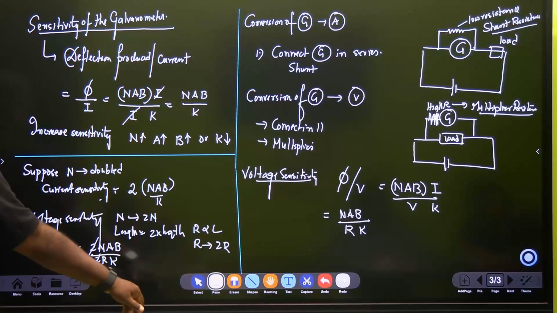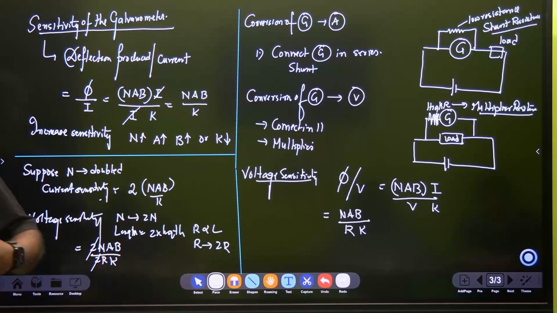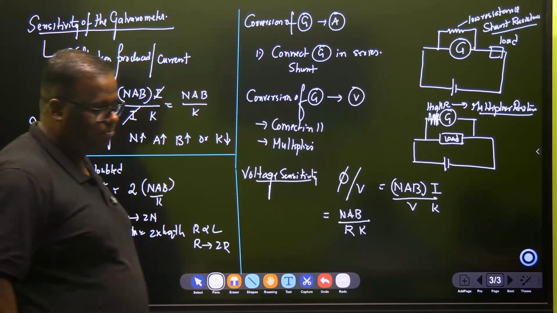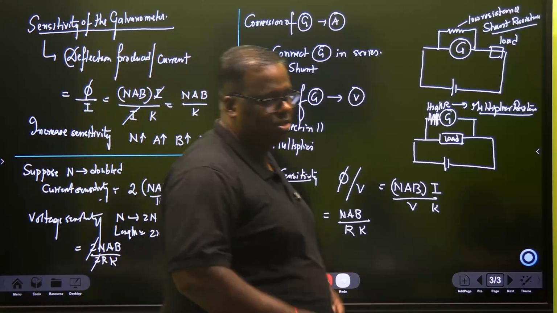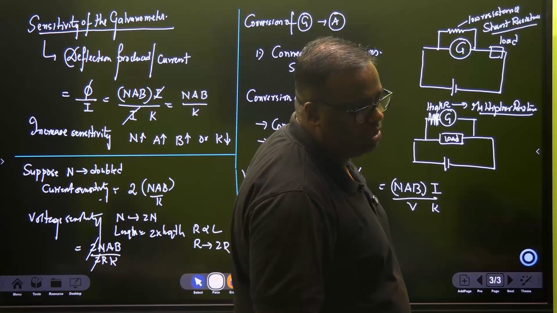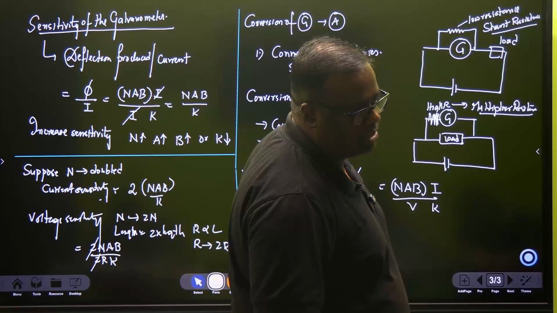You've understood this interesting part. If you increase N 2 times, the current sensitivity increases. But if you increase N, the length of the coil also increases, and resistance is directly proportional to length. So if your length becomes 2L, your R also becomes 2R. And that brings us to the conclusion of this particular chapter.